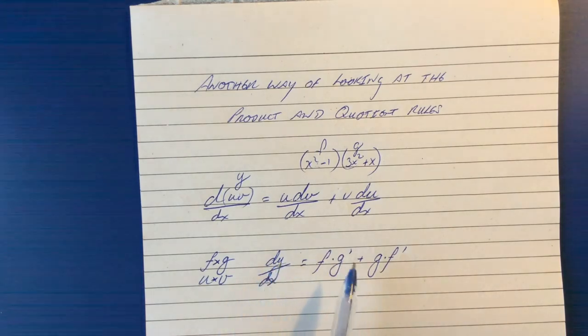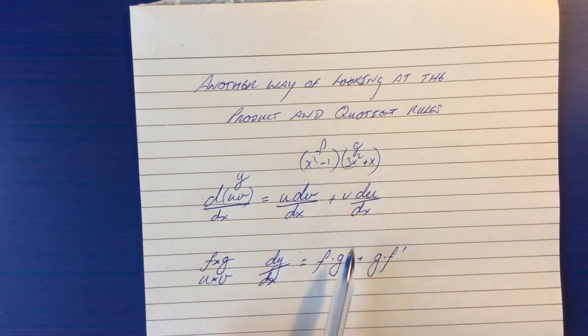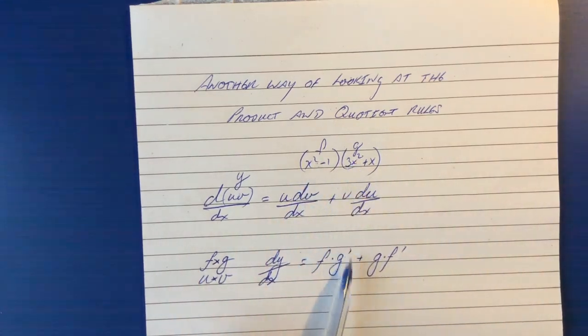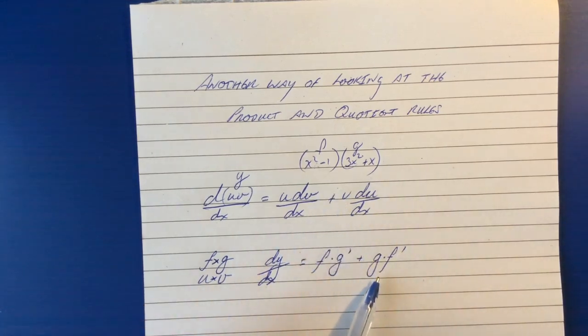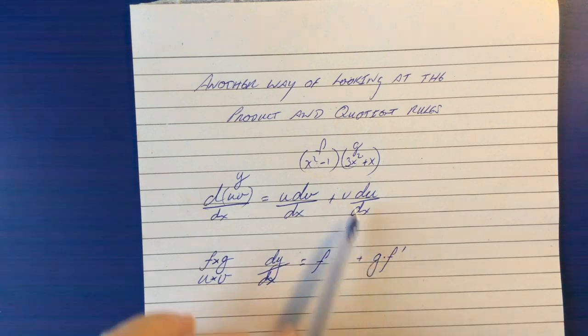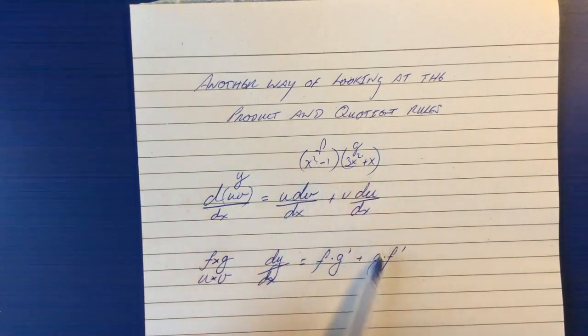So dy dx is equal to f times the derivative of g, g dash, or g prime, however you want to call it, plus g times the derivative of f, and that's it. It's nice and fast. It's easy to remember.